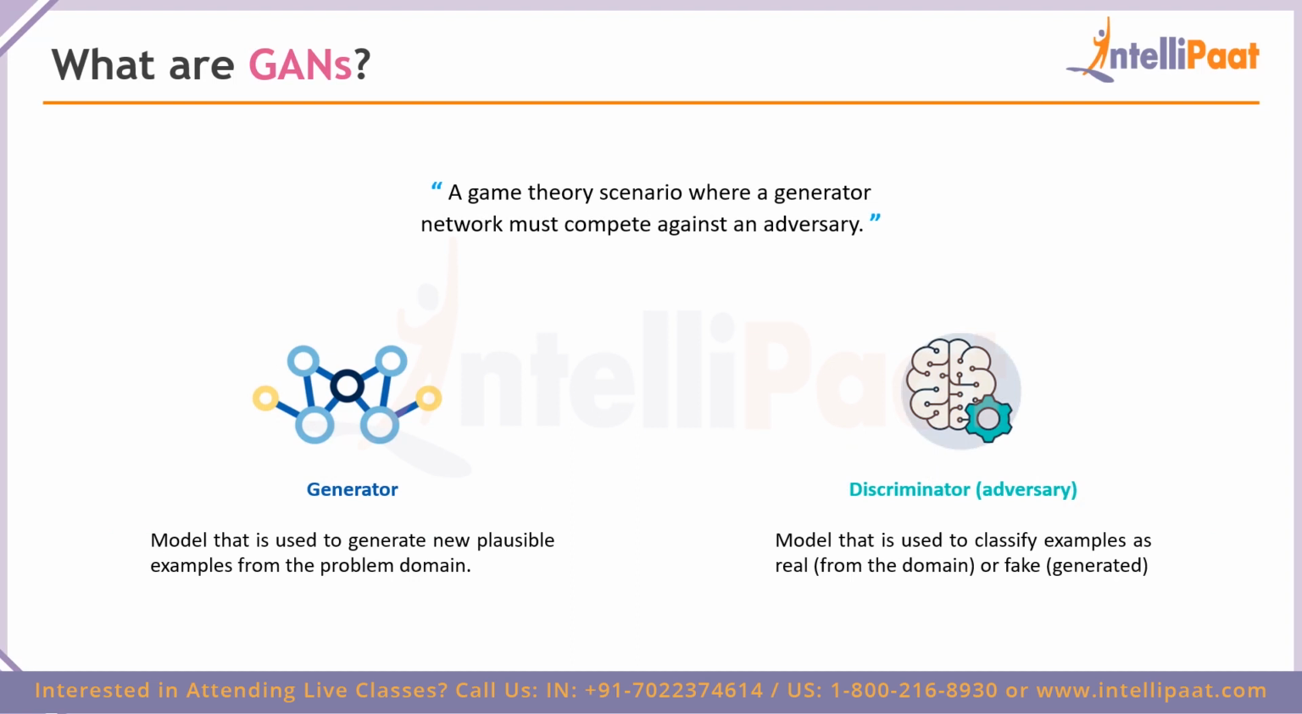To talk about how they work, it's basically a game theory concept, right? It's a scenario which involves game theory where we have two networks that are competing against each other. We have what we call a generator network, and then what we call a discriminator or the adversary. What the generator does is generate new examples from the problem domain, and it keeps generating these new examples and keeping the data ready, and it keeps pushing out data. What the discriminator does is classify the example as either real or fake. If it's real, it means it picked up the data from the domain, or if it's fake, it means the data was not picked up from the original one, that the data was generated from scratch.